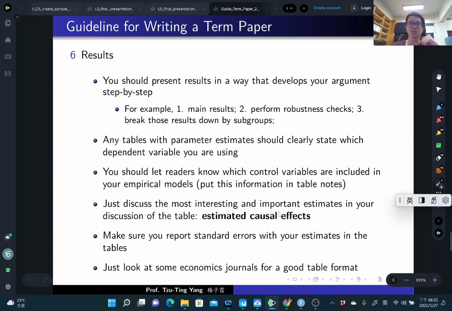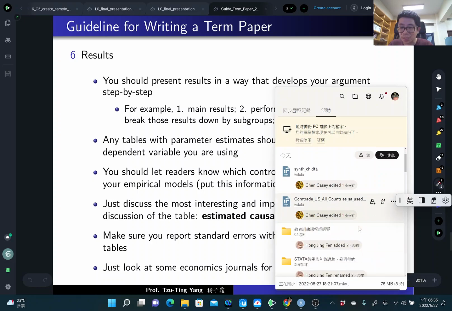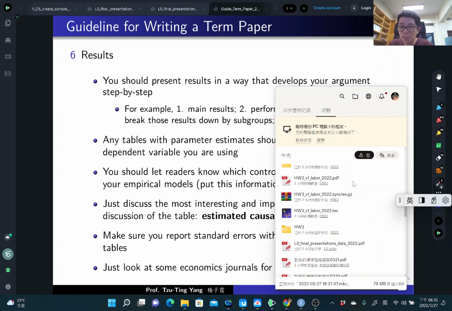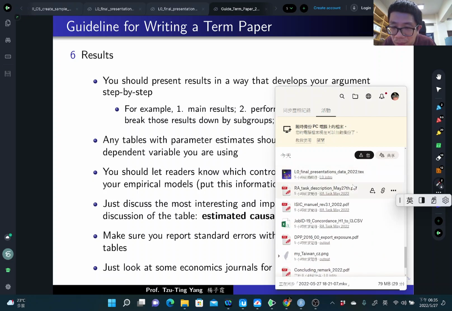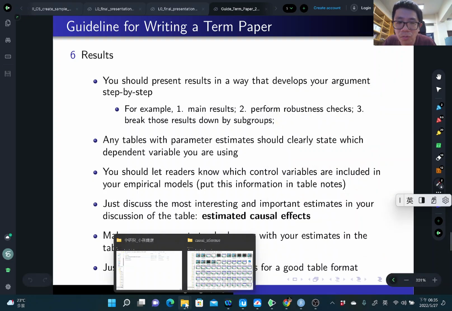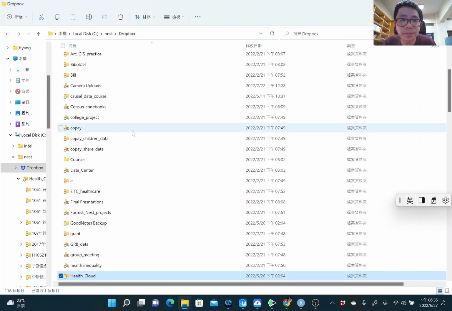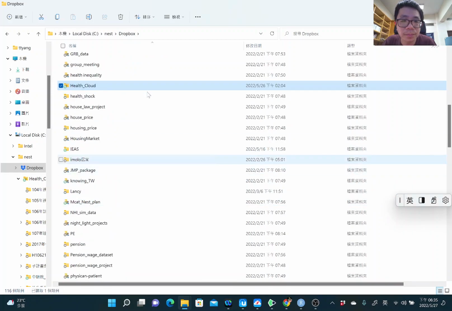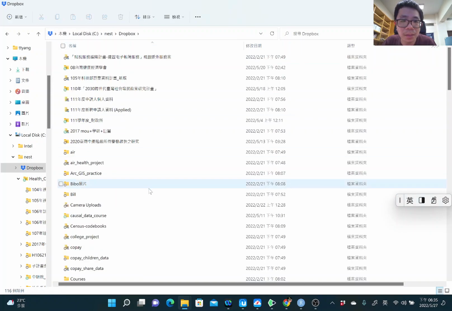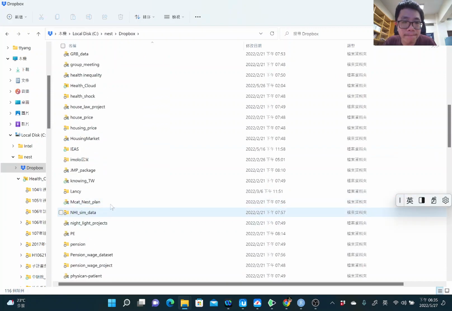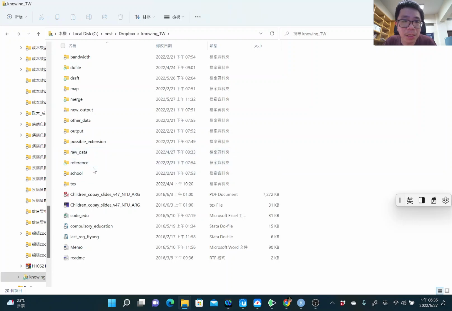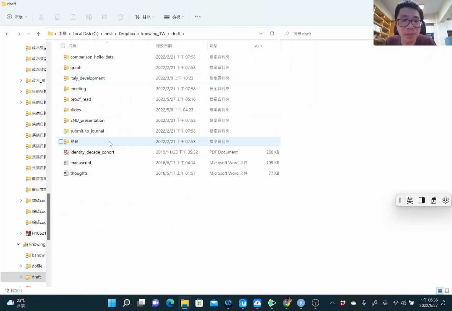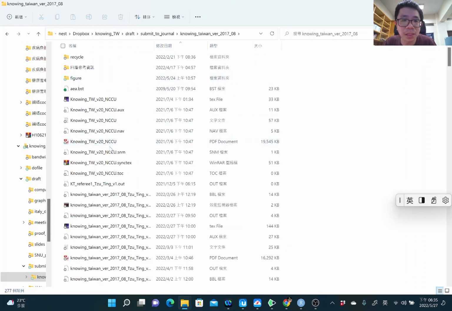So just look at some economics journals to get an idea of a good table format. One possible table format could look like this. Let me check the table I gave you. For example, one of my papers, you can see like this.